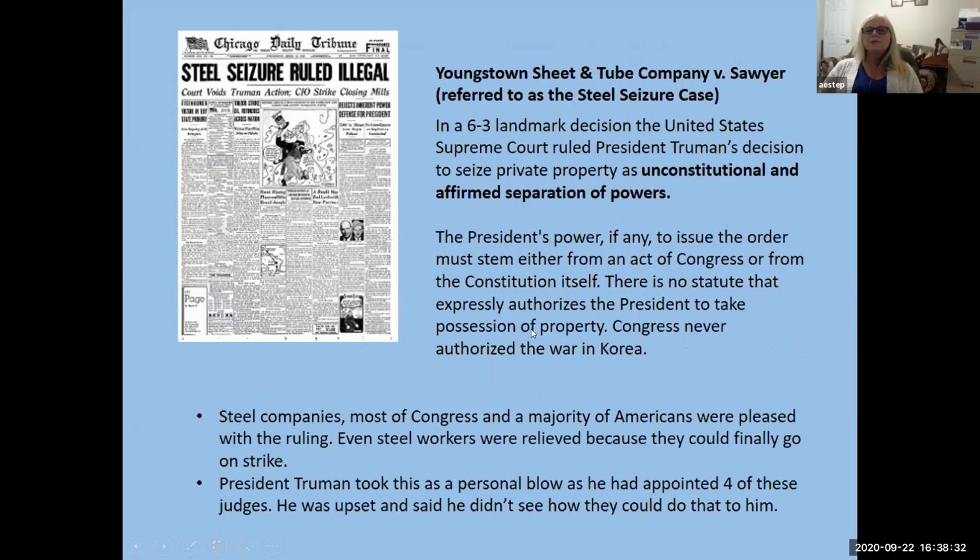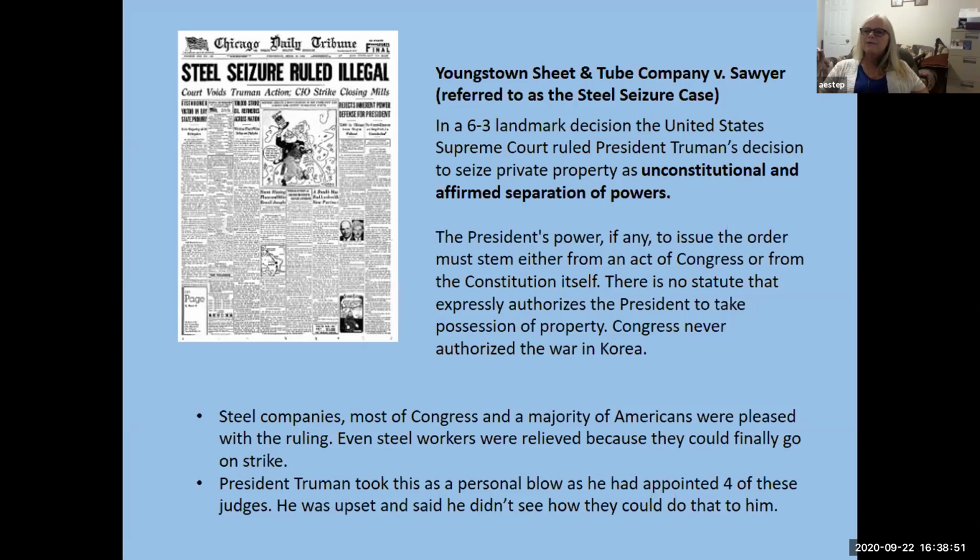Now, after this was over, the steel companies were happy with this decision. Most of Congress and the majority of Americans were all happy with this ruling. And even the steel workers, because now they can finally go on strike. But President Truman took it as a personal blow.